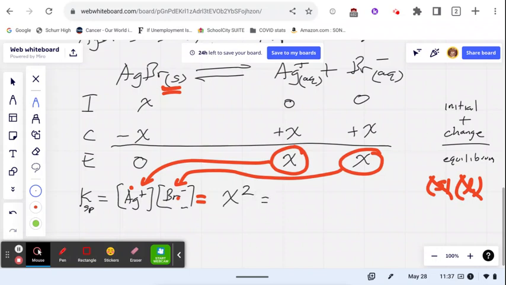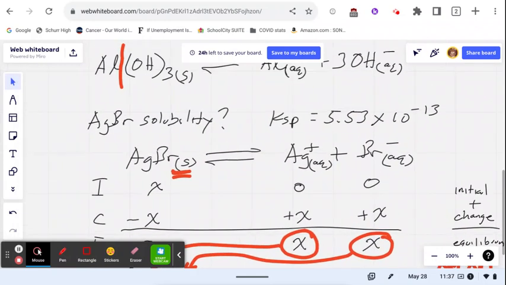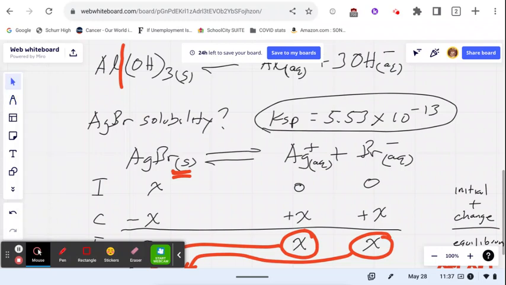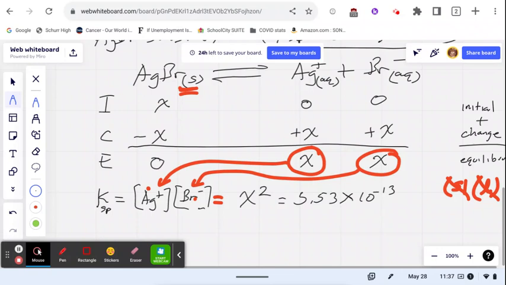And we were told up here, if I go back, that the KSP is, sorry, this thing's not responding here. KSP is right here, 5.53 times 10 to the minus 13th. So we're going to plug that into here. Okay, so let me go ahead and move that down. 5.53 times 10 to the minus 13th is what it said. Okay, and now there's my equation. X squared is equal to 5.53 times 10 to the minus 13th.